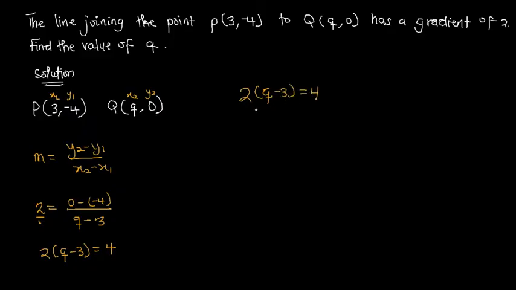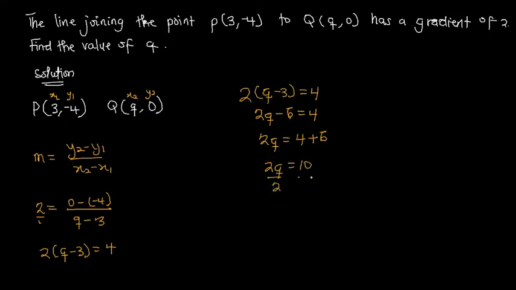I need to expand the bracket. So I have here 2q minus 2 multiplied by 3 will give me 6, is equal to 4. So I have 2q is equal to this 4. I send the negative 6 to the other side of the equal to sign, it becomes plus 6. So I have 2q is equal to 10.